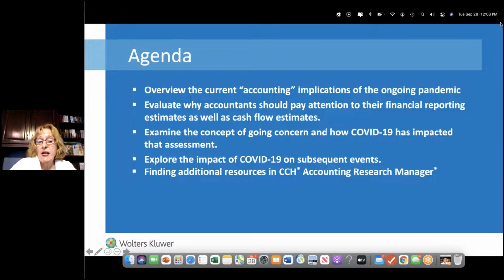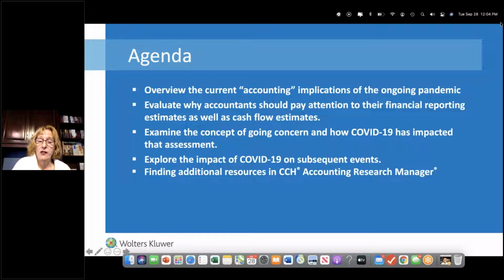And then we're going to get into why accountants need to pay attention to their financial reporting estimates as well as cash flow estimates. And most of you probably recognize COVID has caused major issues for a lot of companies in cash flow, and that transitions into going concern and everything else. So it doesn't matter if you're a public company, private company, or a not-for-profit, whatever you are, cash flow is kind of at the top of mind, right?